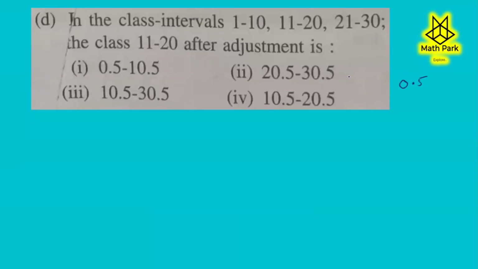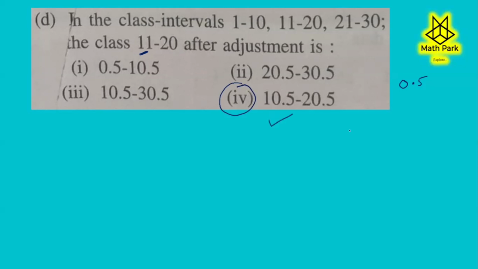So that means what we are doing is we are subtracting 0.5 from the lower limit and adding 0.5 to the higher limit. So in this, if I subtract 0.5 from 11, I get 10.5. Adding 0.5 to 20, we get 20.5. So after adjustment, this is the class interval.